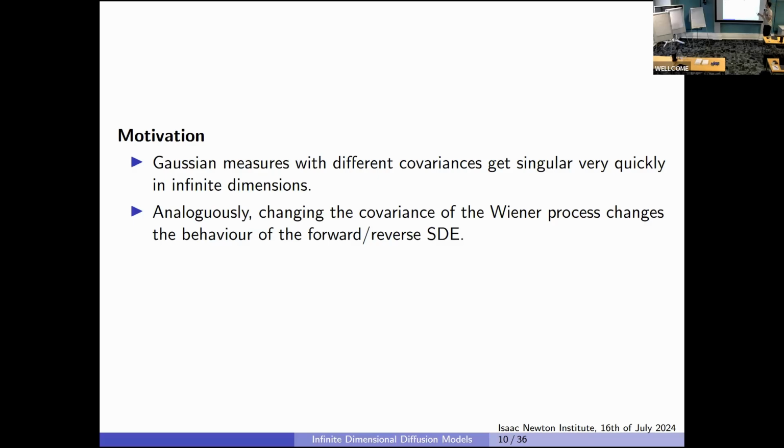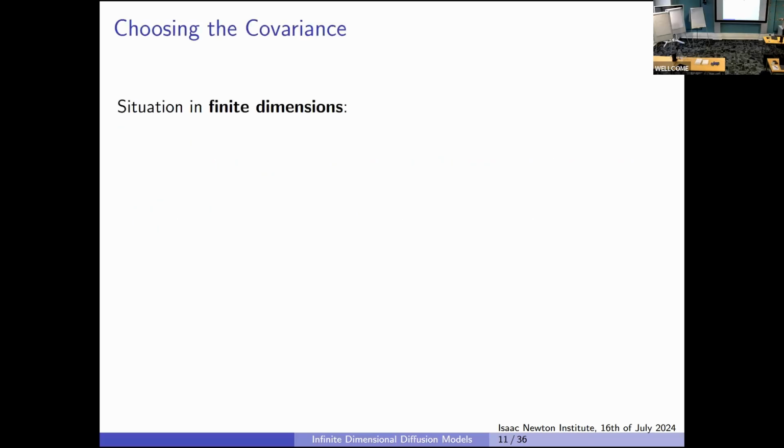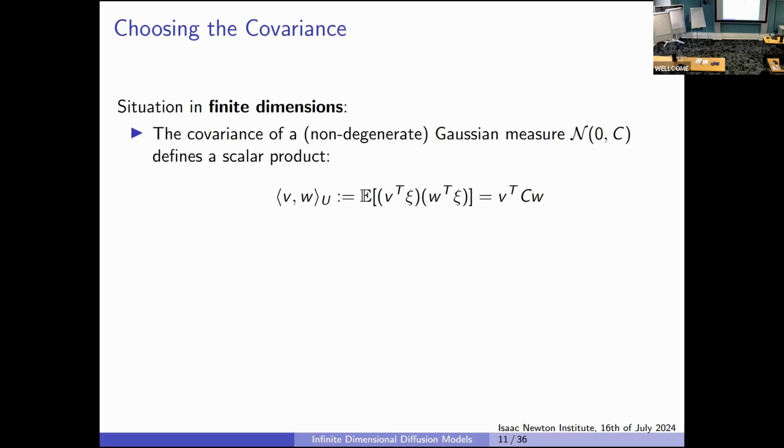Yeah, and this is the second point. Let's quickly think about what a covariance is. To get the notation down, I want to introduce the Cameron-Martin space very quickly because I will be talking about that a lot soon. In some sense, we want to choose the covariance of a Gaussian measure, and this is equivalent to choosing something called the Cameron-Martin space in infinite dimensions.